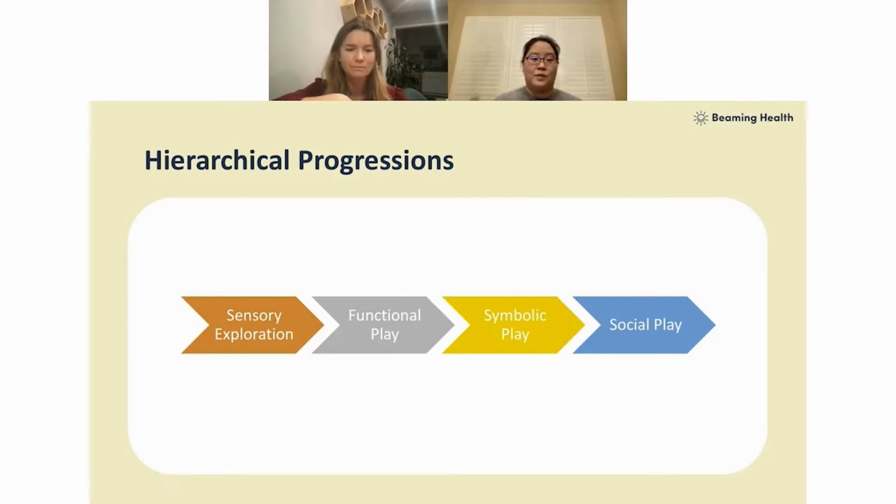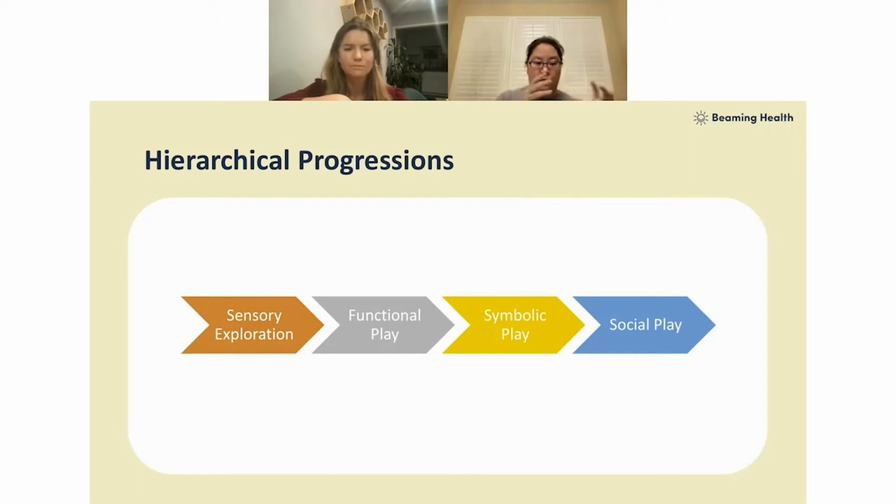And so, play begins with sensory exploration. Again, you're using your senses to make sense of your world. And so that's where you start. That's why a lot of times babies, for example, put everything in their mouth, or they're looking at things really carefully, or they're touching and feeling. They're using their senses to make sense of their world.